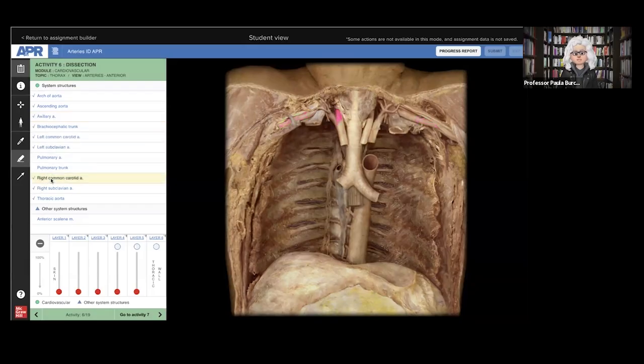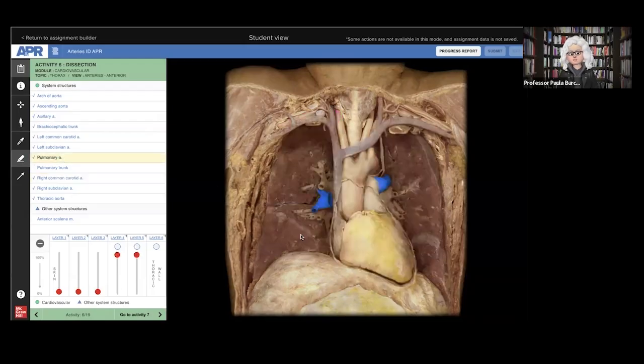So here is my right common carotid. Now what we're going to do is we're going to be superficial again so we can see the lungs. So we can see here's the right lung, here's the left lung. These here are going to be pulmonary arteries. So the right and the left. And remember, they're blue because the blood is deoxygenated. It hasn't made it to the lungs yet for gas exchange. You are taking it to the lungs where it will pick up oxygen and become oxygenated.